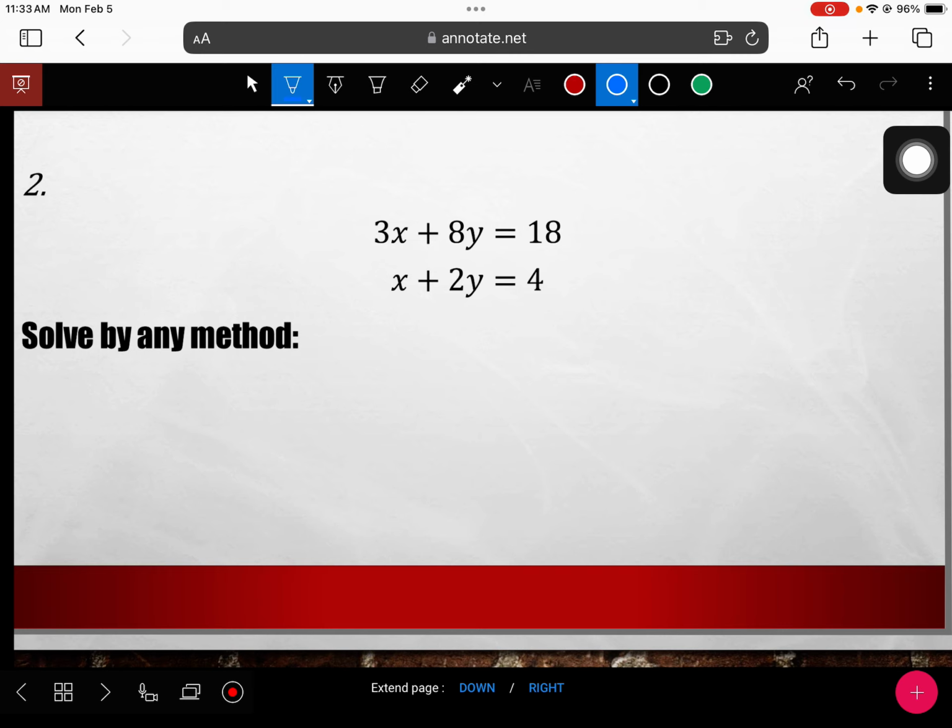So number 2, 3x plus 8y equals 18. X plus 2y equals 4. Graphing would probably not be the way to go here. Then do you think linear combination elimination, or do you think substitution? And why?